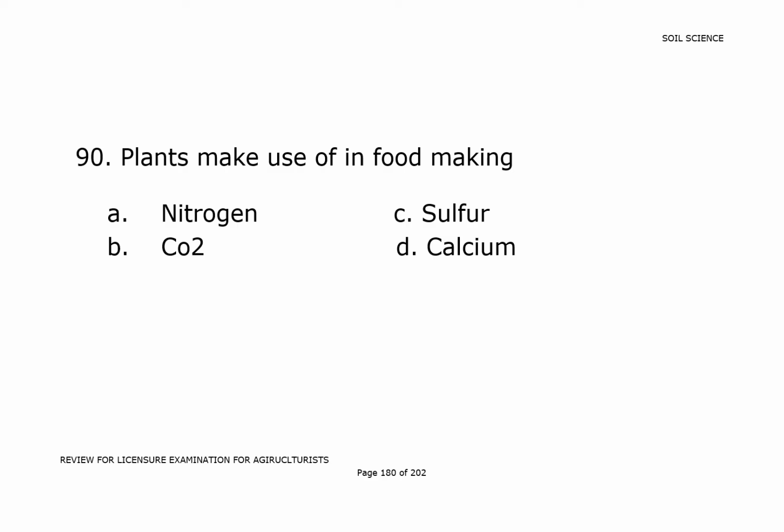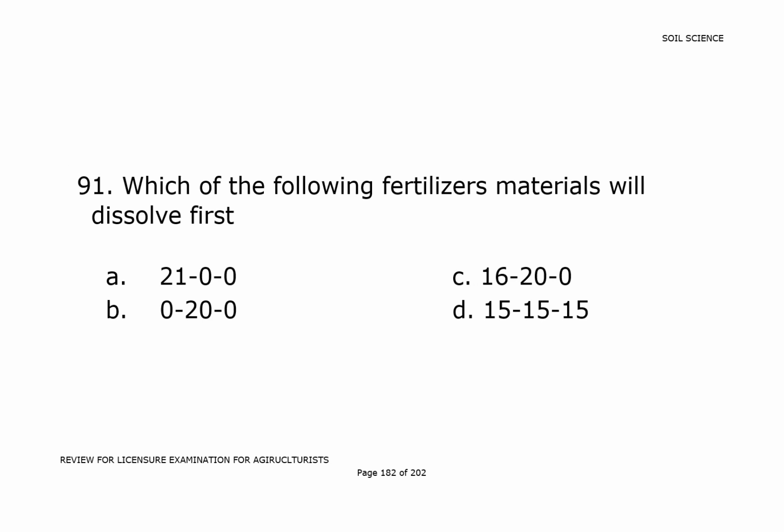Number 90. Plants make use of what in food making? A. Nitrogen, B. CO2, C. Sulfur, or D. Calcium. The answer is CO2.